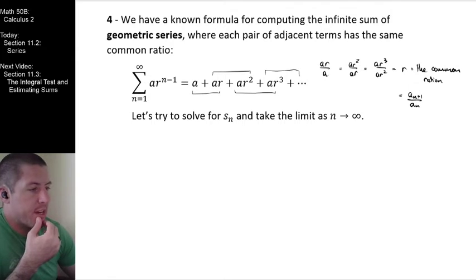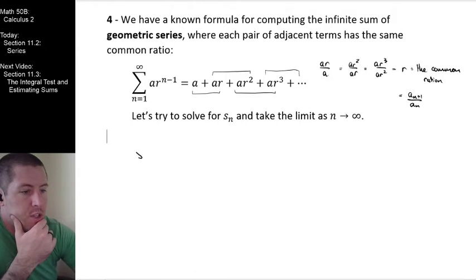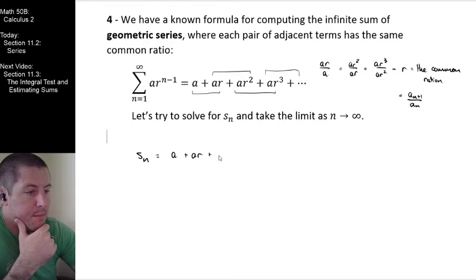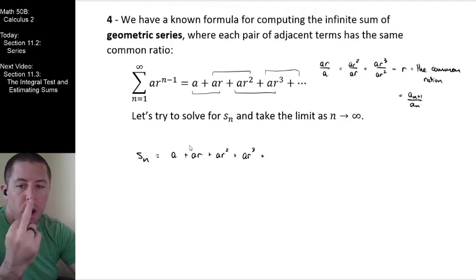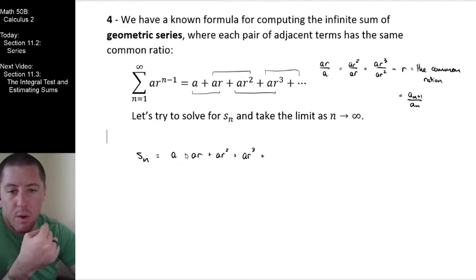So let's see if we can do a little bit of the math that's going to get us there. First, I know what my S sub n looks like, the partial sum of the first n terms. It's going to look like A, this first term, plus AR is the second, plus AR squared is the third, plus AR cubed is the fourth, and so on. Notice that the cubed term is the fourth term, the squared term is the third term, the first order term is the second term, and the zeroth order term is the first term. So we're always off by one between what term we're looking at and what power we're looking at.